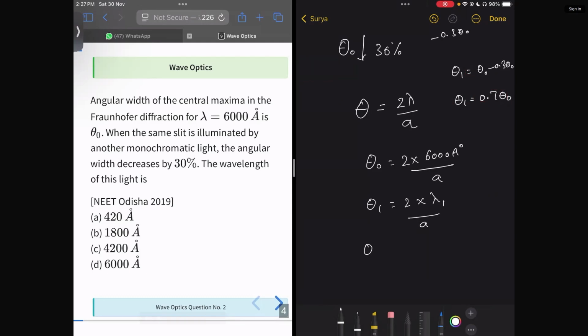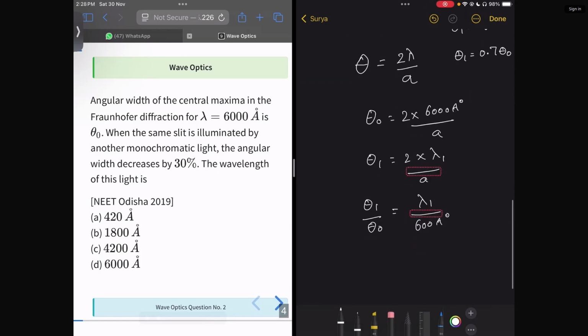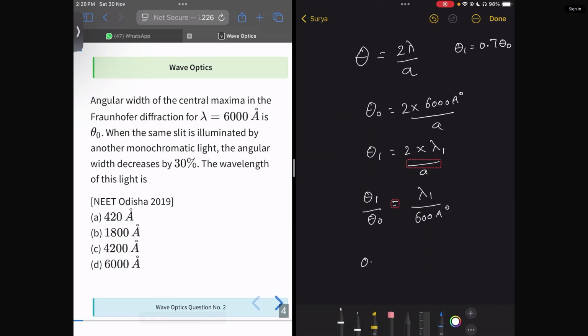If we divide theta 1 by theta naught, the 2 cancels and we get lambda 1 divided by 6000 angstroms. We know theta 1 by theta naught is 0.7, so lambda 1 is 0.7 into 6000 angstroms, which is 4.2 into 10 cube angstroms. It is 4200 angstroms. So option C is the right answer.